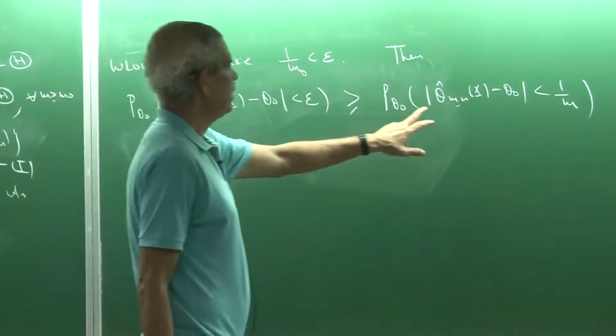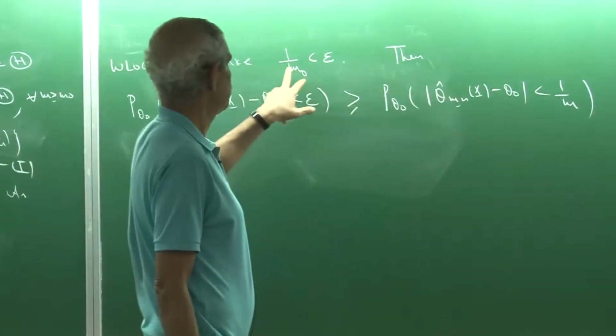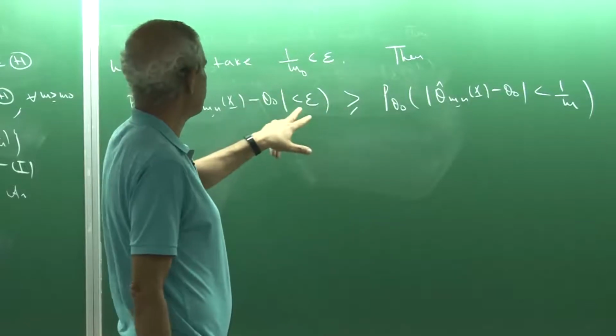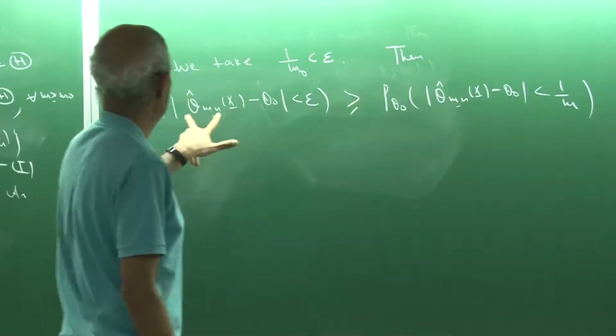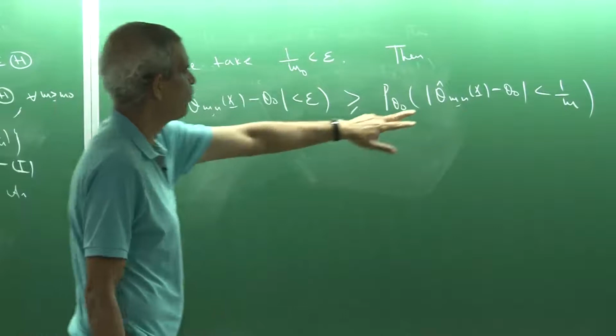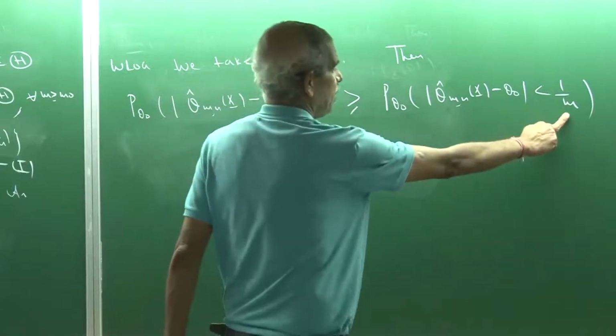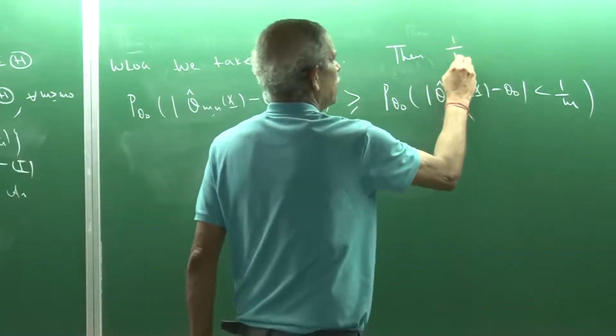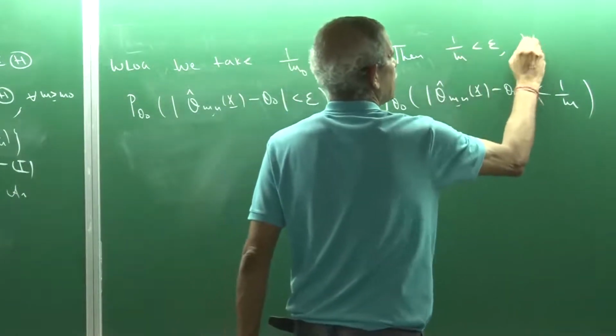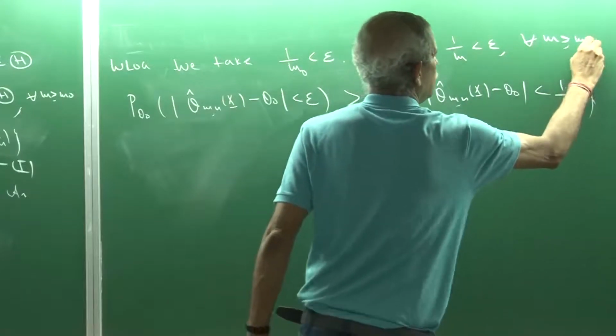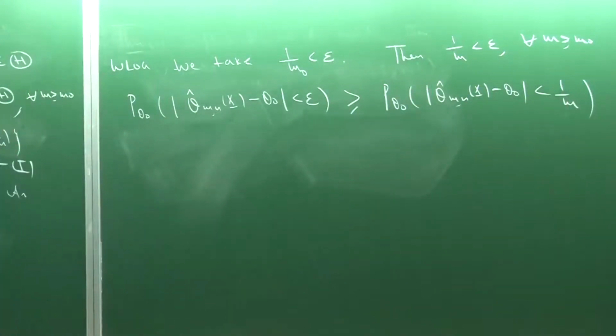Why? Because if it is less than 1 by m and 1 by m is less than epsilon, this would imply that this quantity is less than epsilon. So that is why the probability of this would be less than or equal to the probability of this. And this would happen for every m greater than or equal to n. So then 1 by m is less than epsilon for every m greater than or equal to m naught, because I have chosen m naught such that 1 upon m naught is less than epsilon. So this is the thing which is happening.